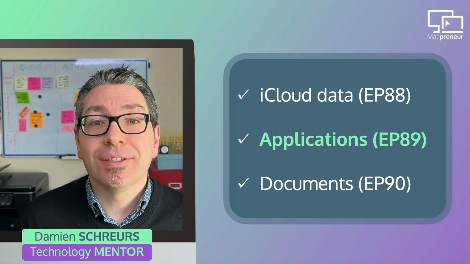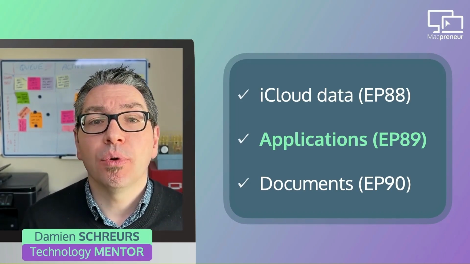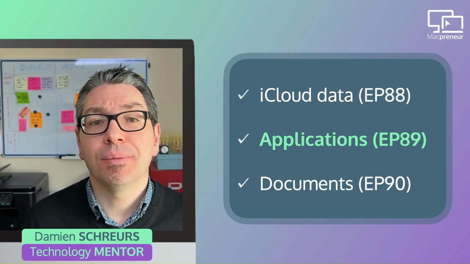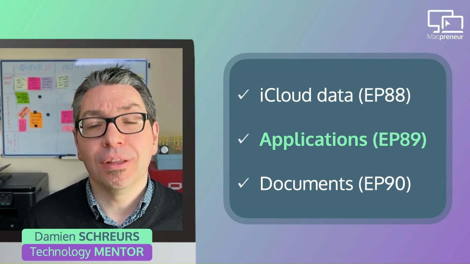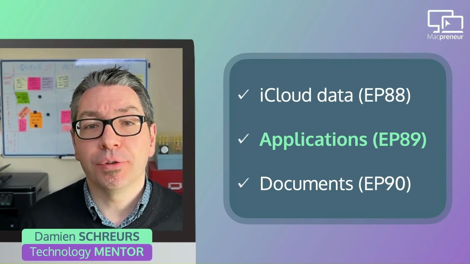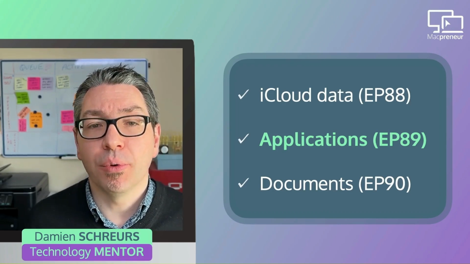So this episode is the second one of a three-part series, and today we will explore how to make sure that we can access business-critical applications across all our Apple devices. In the next episode, episode 90, I will cover tips and strategies to access our most important documents everywhere.